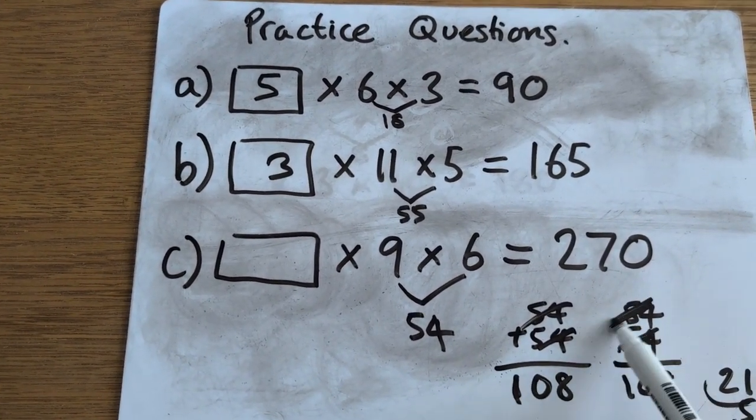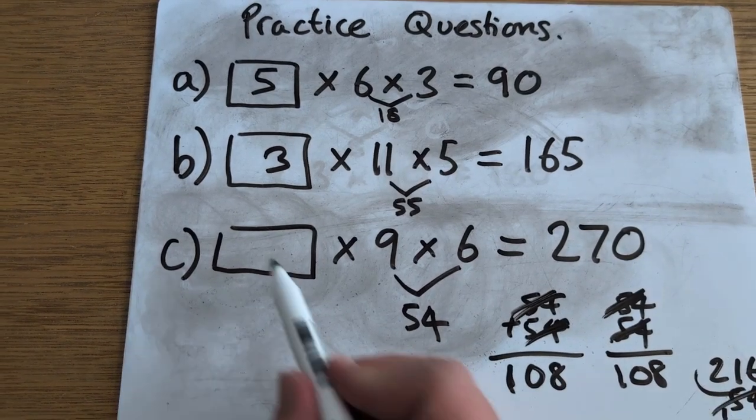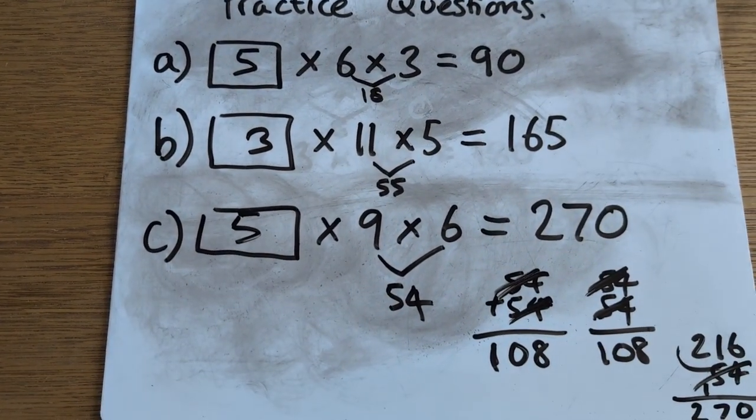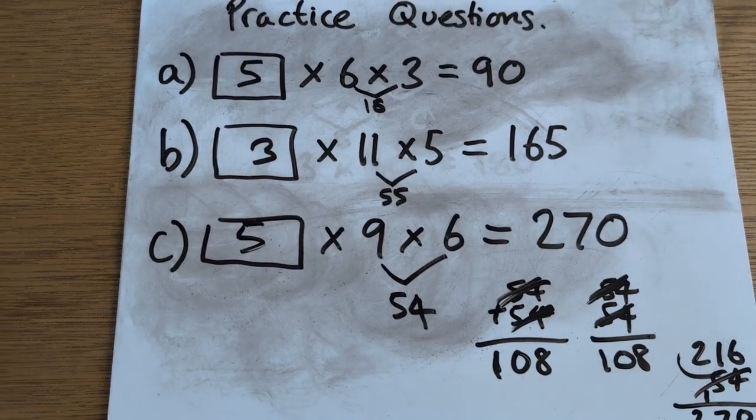So now I've got 1, 2, 3, 4. I added on another one, 5. 5 times 9 times 6, 270.